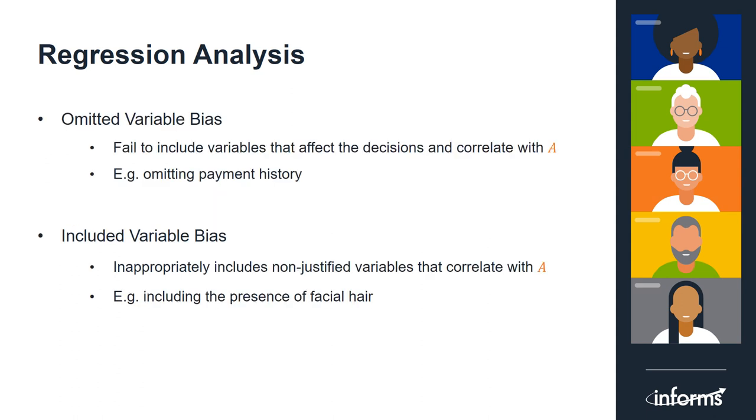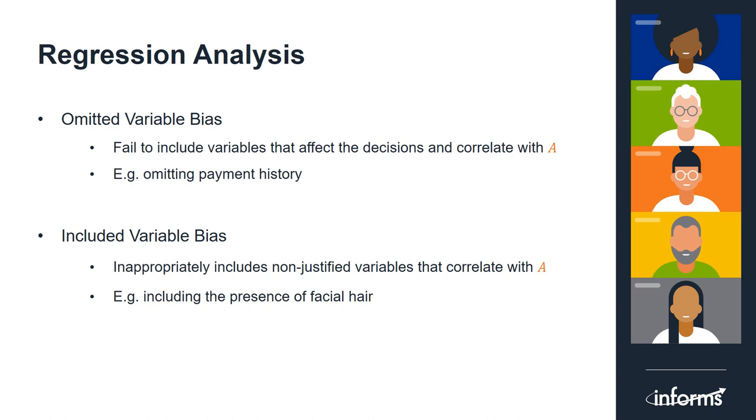Whether a regression analysis correctly identifies discrimination crucially depends on specification of the regression. There are two important statistical limitations that can bias the results. They are omitted variable bias and included variable bias. Omitted variable bias is a well-known problem in econometric analysis.